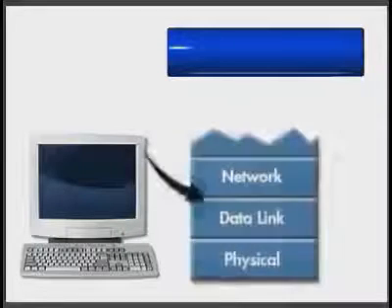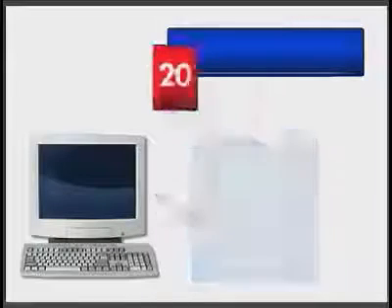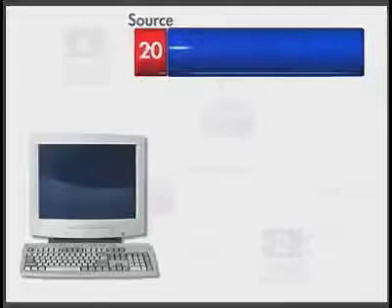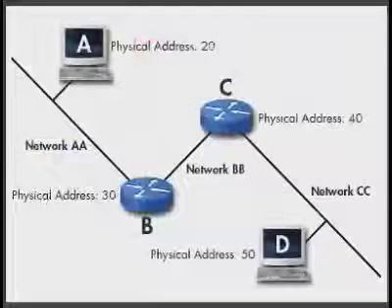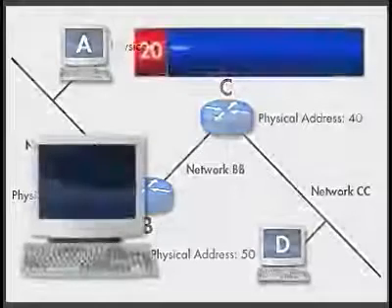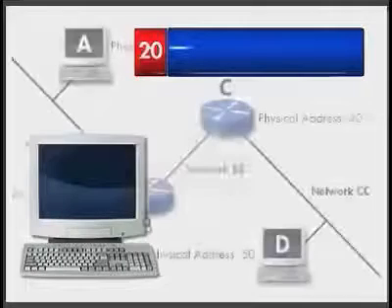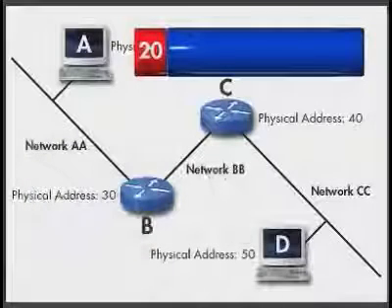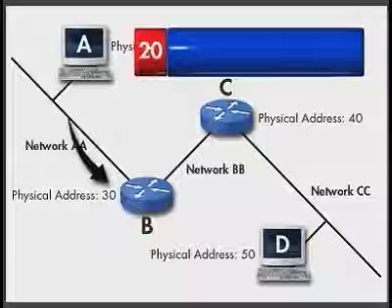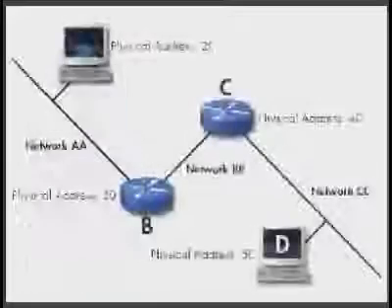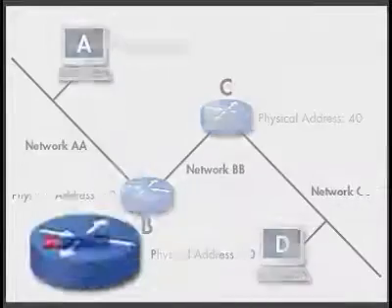Next, the packet arrives at the data link layer. The device adds its own physical address, 20, to the packet, and then attempts to locate the physical device address of the destination device. In this example, the destination device is on a different network. Instead of using the physical address of computer D, it uses the physical address of the next router in the path. In this example, the physical address of the router is 30. The message travels on the wire to router B.